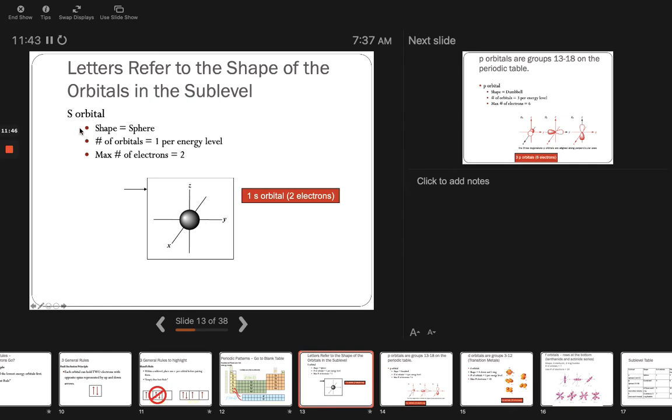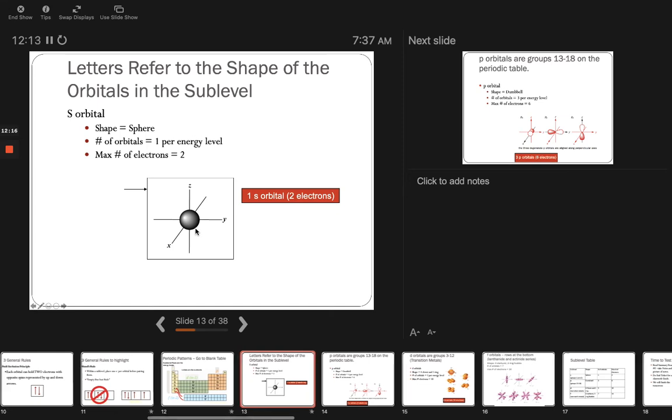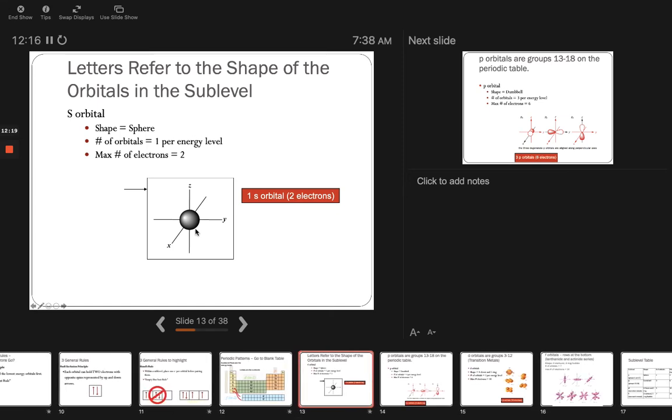If you go back to your notes, under Hund's rule, there's a summary table of shapes and sublevels. So the s orbital, which is a sublevel, and you find an s orbital on every energy level, the shape is a sphere. The number of orbitals we have is just 1 per energy level, and then the max number of electrons in each S sublevel is just 2 because there's just 1 orbital. So you'll be filling in the summary table of the shapes of sublevels. Okay, so one s orbital has 2 electrons, and it's a sphere around the nucleus being at the intersection of these axes.